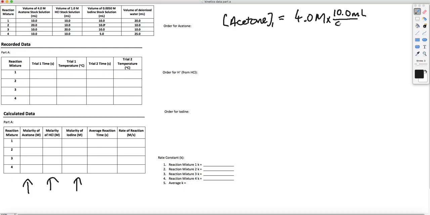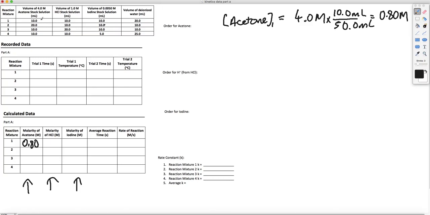Now if you look at the total volume, it's going to be 10 plus 10 plus 10 plus 20. That's 50.0 mL. Now you might be wondering why I don't convert these into litres. That's because the mL will cancel. I'll still be left with molar at the end, or molarity. The molarity here would be 0.80 molar once I take significant figures into account. So that's 4.0, which is 2 sig figs, and that's 2 sig figs over here as well. So that's how I know that this is going to be 0.80.